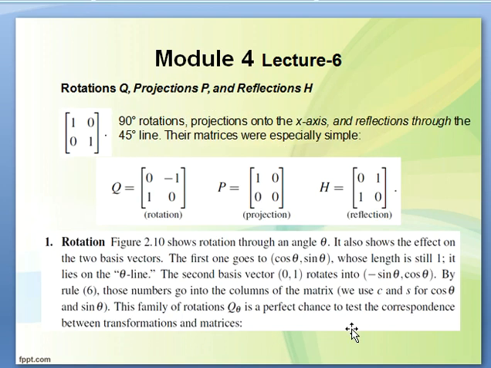Then the next point is regarding the rotations, projections and reflections. We consider an identity matrix, the identity matrix of 2 by 2, the 90-degree rotations. We know what rotation is. The rotations, projections onto the x-axis and reflection through the 45 degrees line. Their matrices are simple. We know after rotation how this Q is obtained. The important thing is Q is the name used for rotation. For projection we use P. So this is 0, 1 and minus 1, 0.